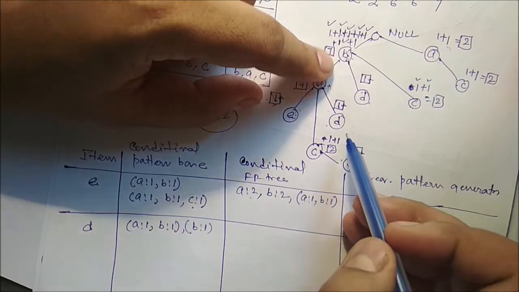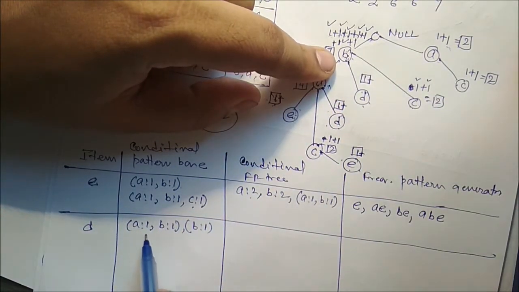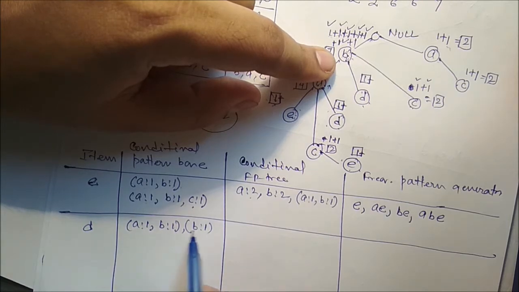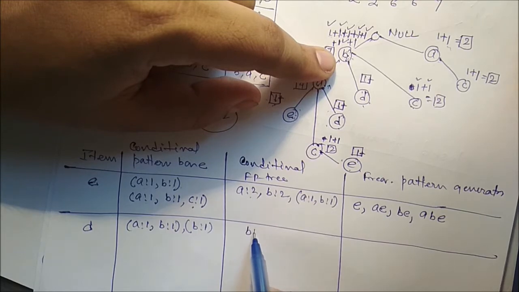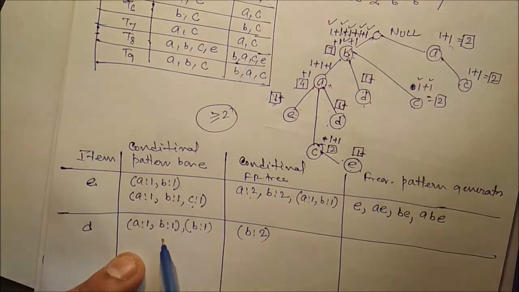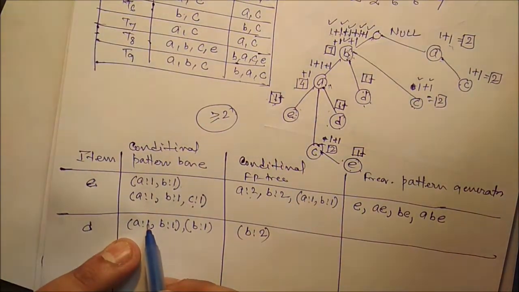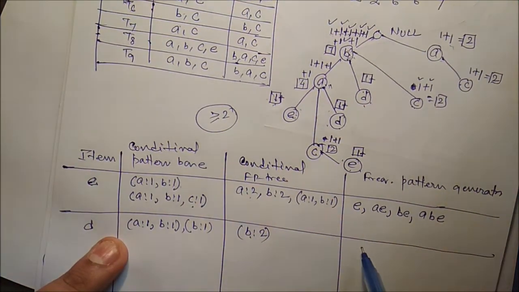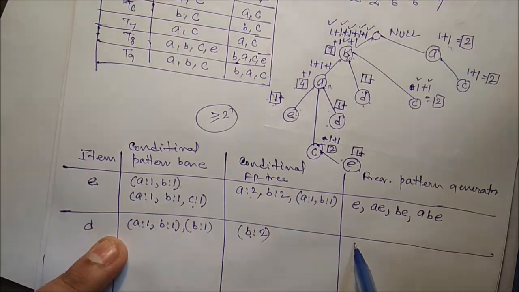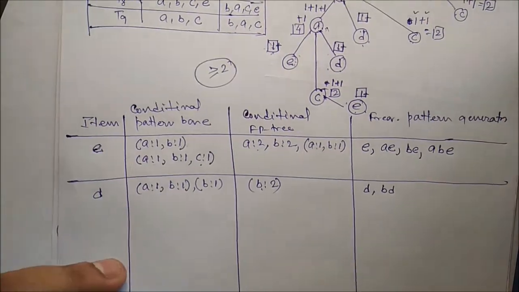Are you getting this one? So from D and D, how many A are there? It is a single A, so we can discard A from here because it is single. But 2 B's are there, so we can write B2. Now from this information we should not consider A because its frequency is very low. So from this B, we can create 2 frequent patterns: D itself and BD. Are you getting this one?